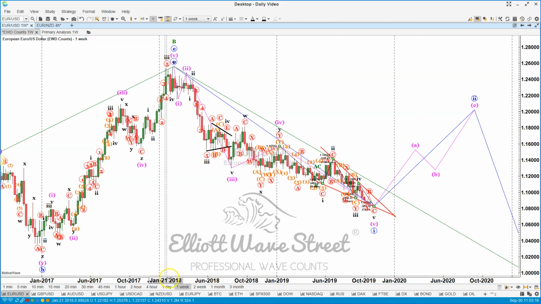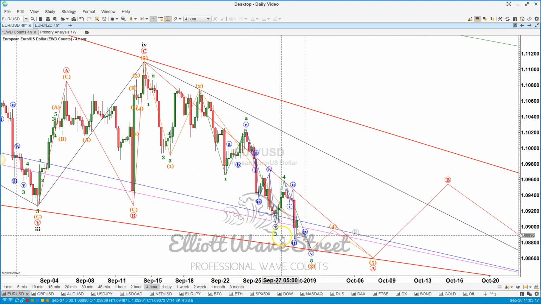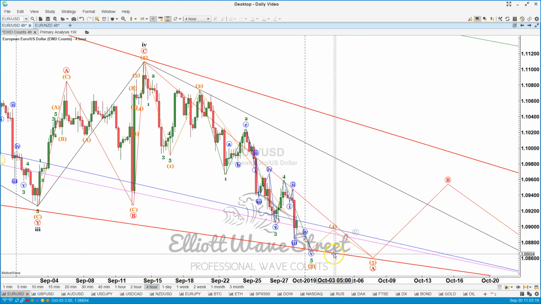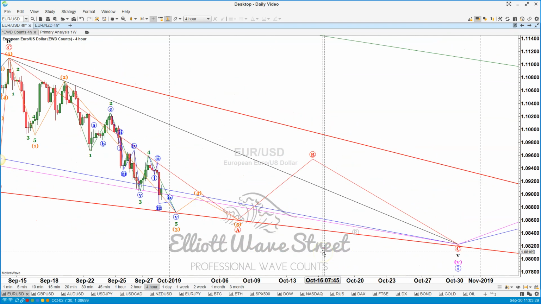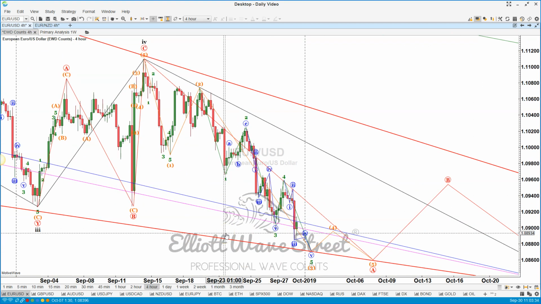So let's have a look at the lower time frames. The plan is to have the completion this week of wave A. The target that we were talking about last week was the 109.25, now the 108 area, and I think the euro is going to end this pattern around the 108. So we have more bearish price action to the downside.